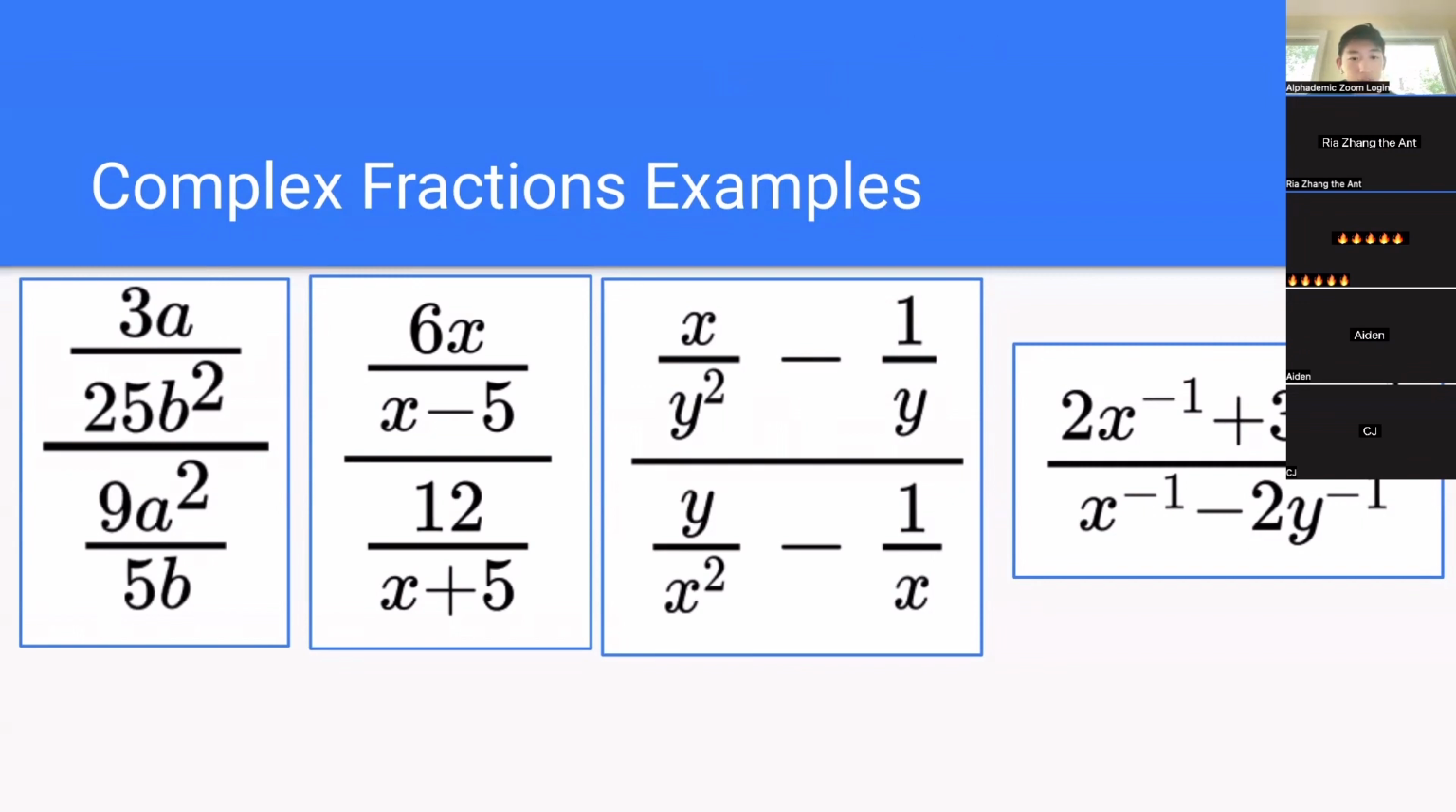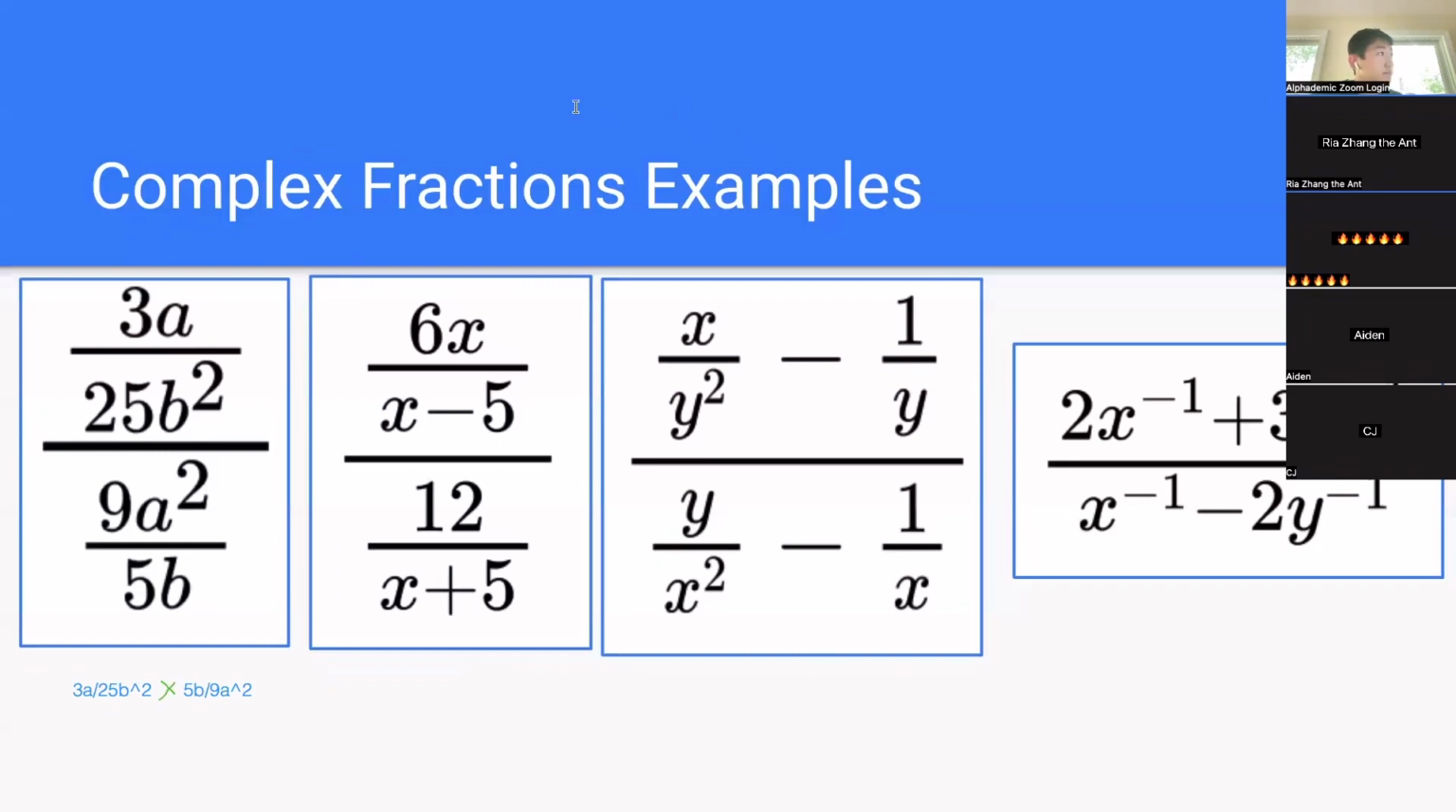Again, I will do the first one. So for the first one, you would want to set it up like 3a divided by 25b squared, and then the whole thing is divided by 9a squared over 5b. So in order to change the division symbol into a multiplication symbol, you just flip it around. So you get 5b divided by 9a squared. And with that, you would want to multiply these two numbers.